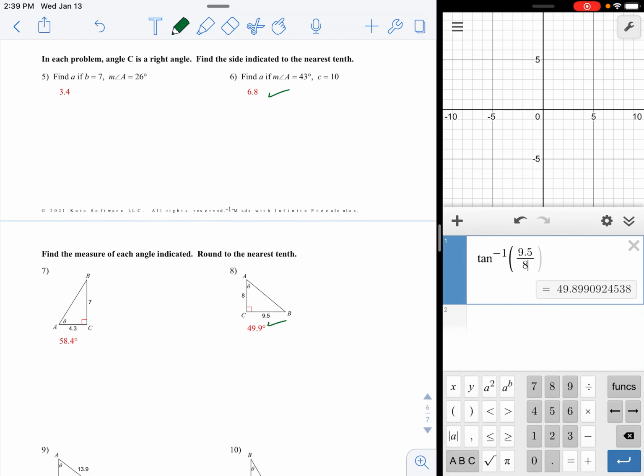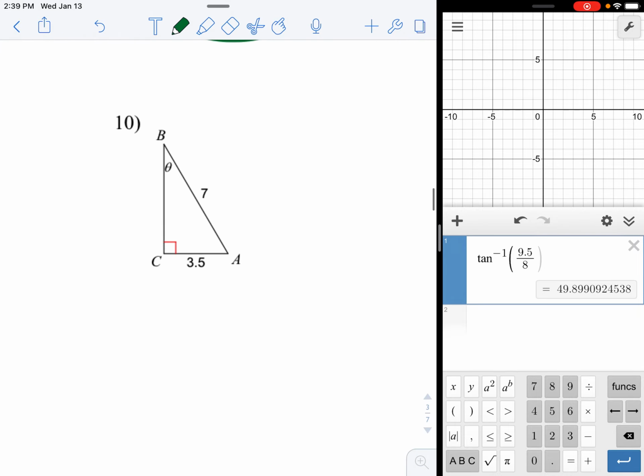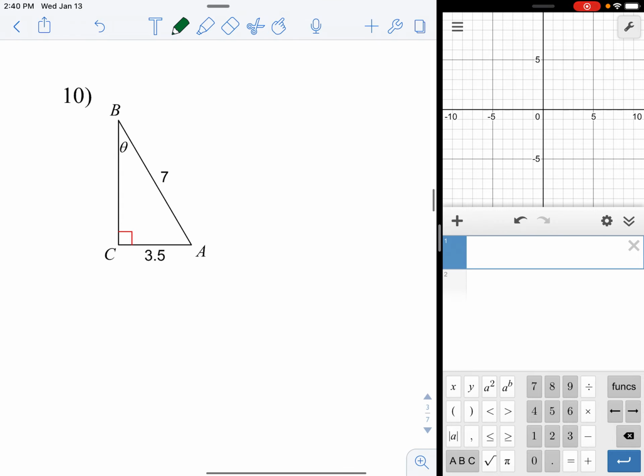49.9 degrees. All right. If there's anything confusing about that, if I did a bad job explaining it, we'll do another one. Hopefully this will be a little more clear. Things will get better as we go. Or maybe you just totally remember doing this before. It's clear already. Anyway, number 10.